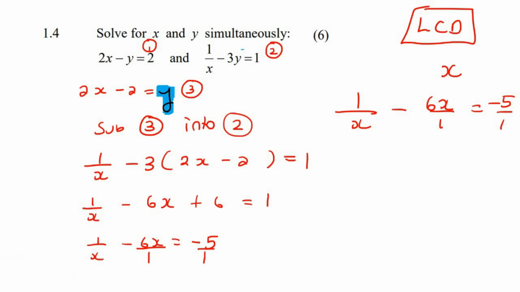So we are going to multiply this by x, and what you do to the bottom, you do to the top. We're going to do it over here. You multiply by x and multiply by x. Okay? Ooh, that was ugly. Let me do it again.